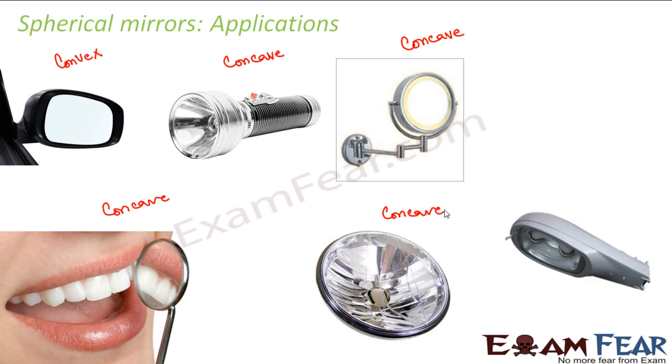Next one is the street light. You would have seen that you have some mirrors on your street lights as well. So what kind of mirrors do you want? What is the purpose of the street light? To spread the light over the street, right? So it wants to diverge the light. It wants to spread the light. It doesn't want to focus on a specific area, right? So for this we will use a diverging mirror, and the diverging mirror is the convex mirror. So these are some of the important applications of the two types of spherical mirrors.